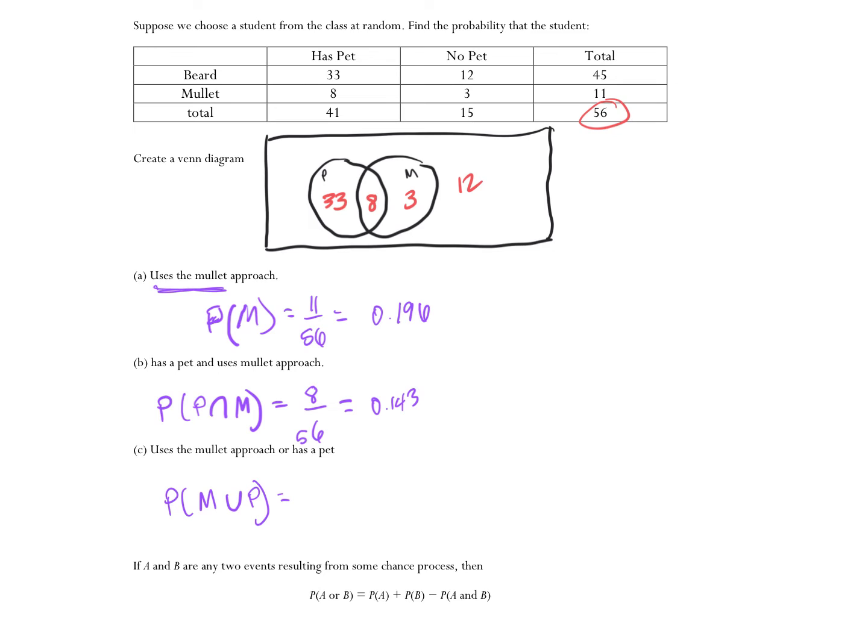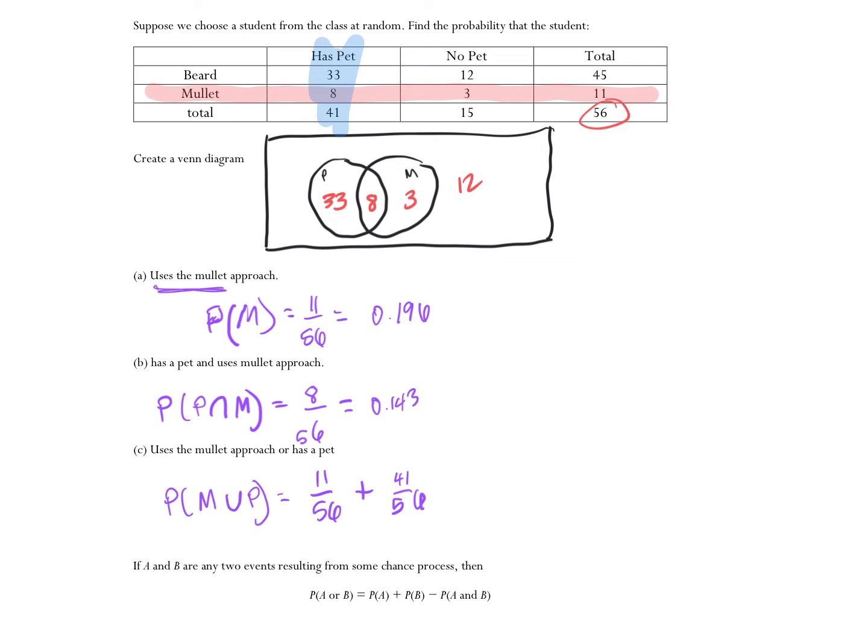Okay, so here's what we're gonna do. The probability somebody has a mullet is 11 out of 56, yes? And essentially what I did is I added in the mullet row, 11 out of 56, to get that probability of a mullet, yes? What's the probability of having a pet? It would be 41 out of 56, yeah? And that is this row, or this column, yeah?